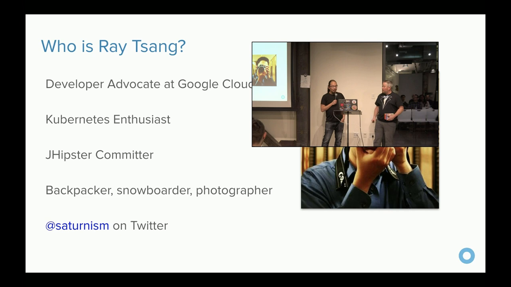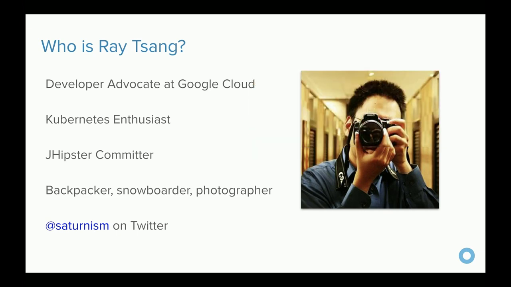So would you like to introduce yourself, Ray? Yeah. So my name is Ray. I'm a developer advocate at Google Cloud. And also, I've been a Java developer for a very long time. And recently, I've been doing a lot of work around Kubernetes. And I'm also working on JHipster. I created one of the first JHipster generators to generate Kubernetes deployments. And very happy to be here in Colorado because I love to snowboard. And the snow has been really, really nice.